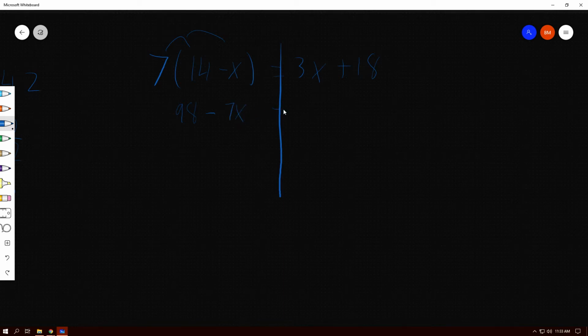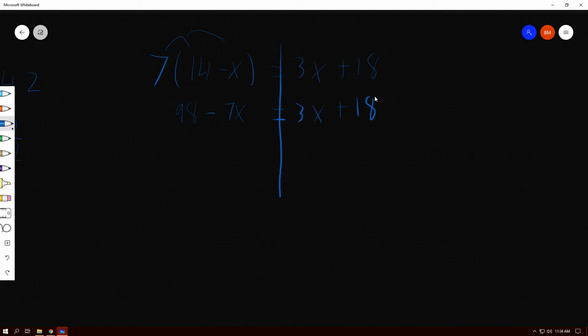Now, on the right side, I have a 3x and an 18, so one term has an x, and the other one does not have an x, so they're not like terms, so I cannot combine them. I just got to leave them. All right, so we have a 3x plus 18 on the right side.